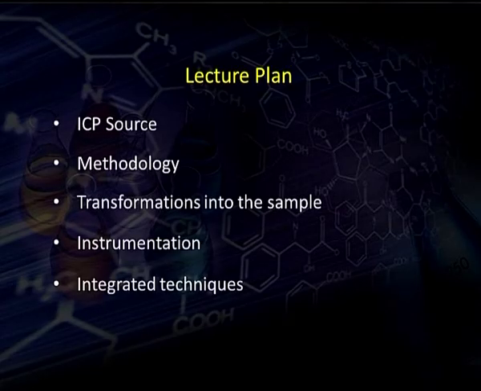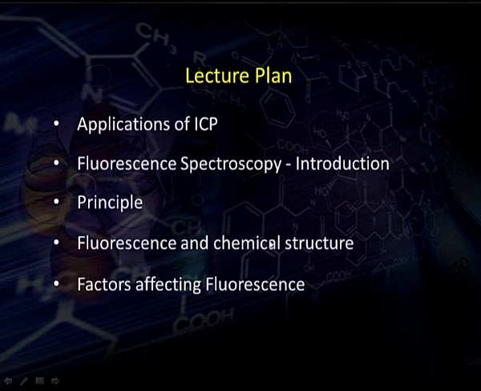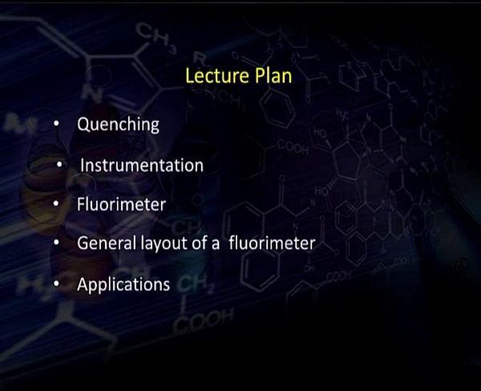Let us go through the lecture plan of today's lecture. Today we will be discussing the ICP source, its methodology, transformation into the sample, instrumentation, integrated techniques, applications of ICP. Then we will start with the next technique, that is fluorescence spectroscopy. We will study its introduction, its principle, fluorescence and chemical structure, factors affecting fluorescence, quenching, instrumentation, fluorimeter and general layout of a fluorimeter, then its application. So this is all about the lecture plan. Now let us start with the lecture.